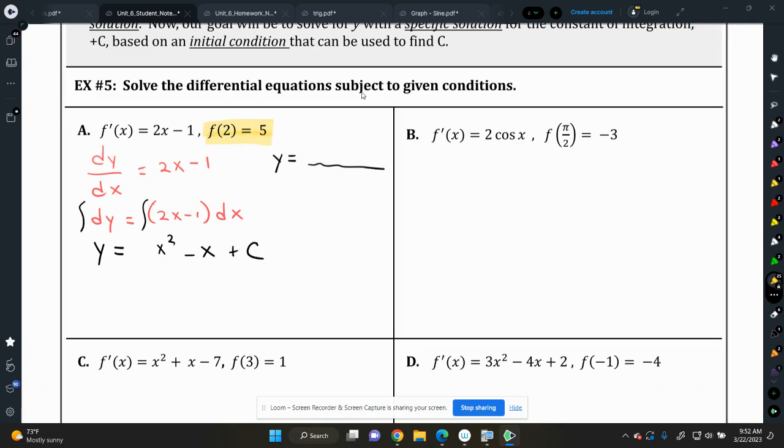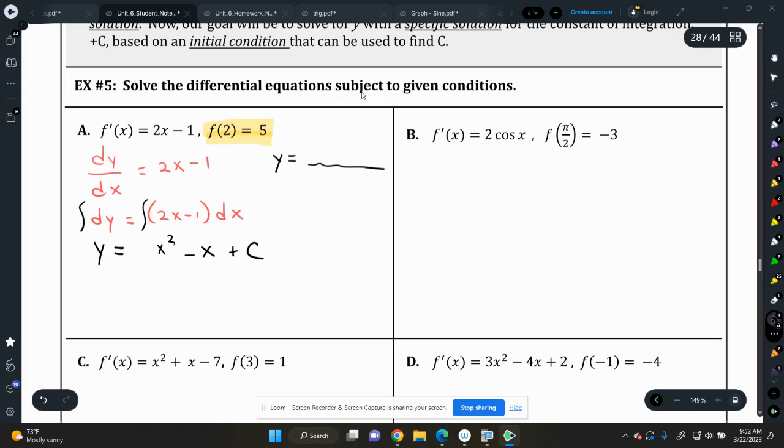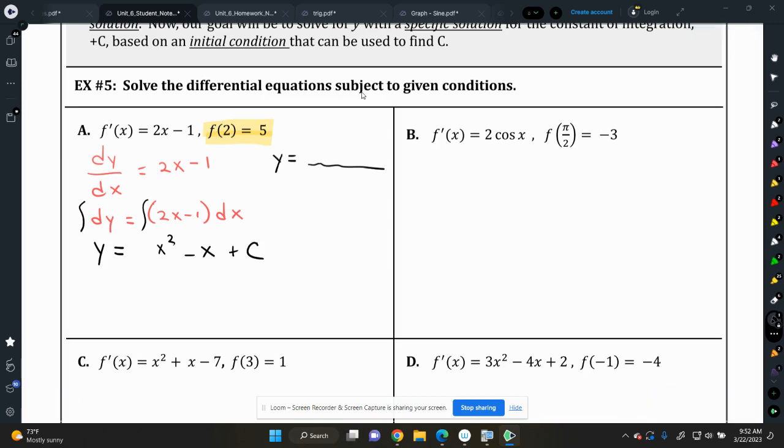Faith, you have a question? You do? Okay. Okay, so we need to figure out the value of c.